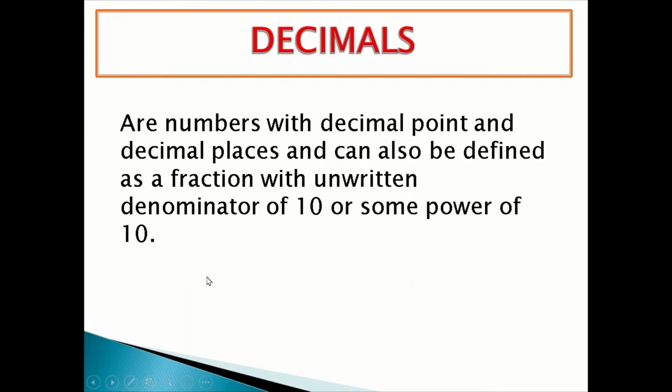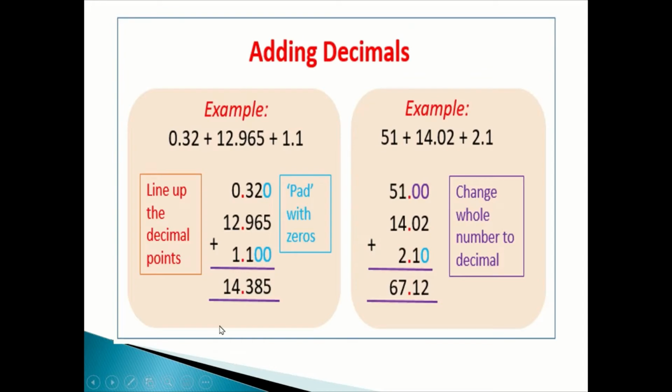Now, let's move on to adding decimals. An example here which illustrates the number 0.32 plus 12.965 plus 1.1. And how are we going to add these decimals here? In that case, we need to line up first the decimal points, which means we are going to align the decimal points in this manner.